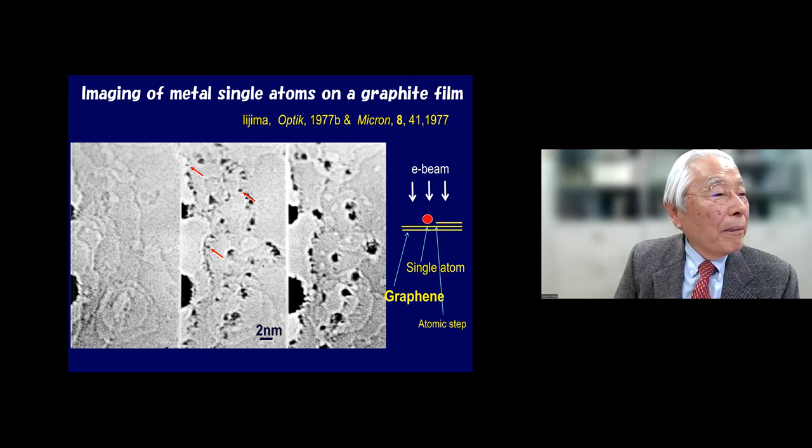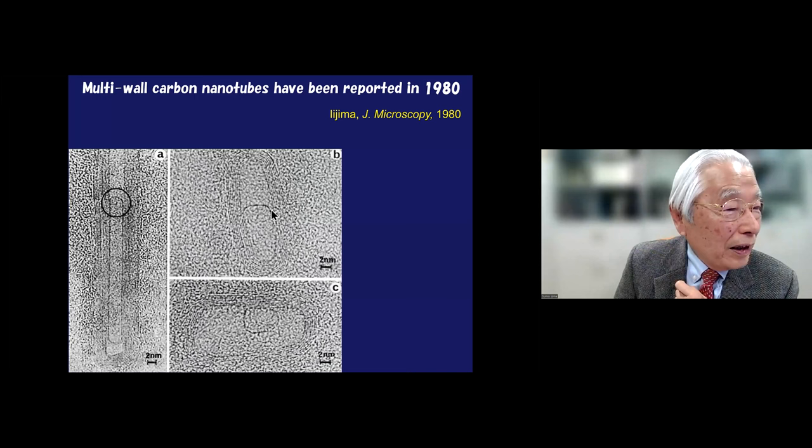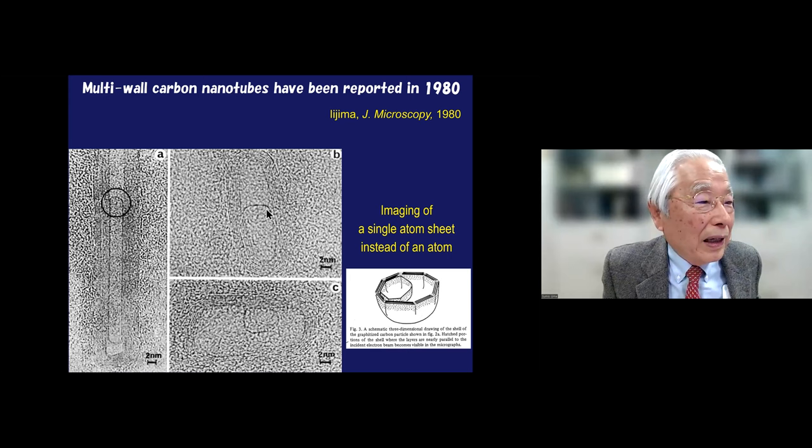At that time also, instead of seeing individual atoms, which is not so easy, I thought about this. This looks like a line, but actually it is like this here, okay? Graphite in edge-on image everywhere. So instead of seeing the individual atoms, I thought I could see the planes of atoms.